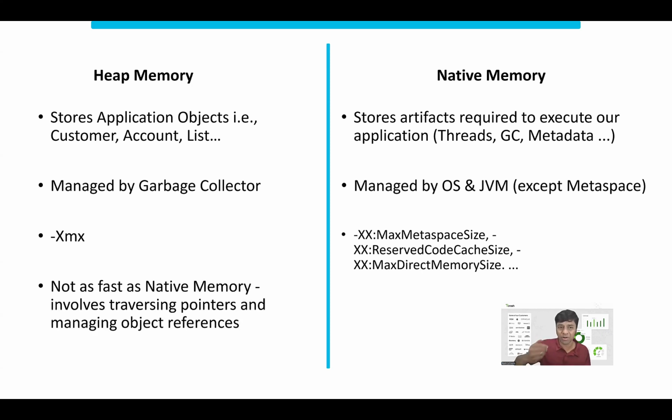And one more important thing I would like to say, accessing objects in heap memory is not as fast as native memory because it involves traversing the pointers and there are object references that need to be managed. And JVM does that for us under the hood, right? Whereas native memory, it is direct access. It is comparatively faster than heap memory. Okay. So these are the primary differences between heap memory and native memory. If you have any questions, feel free to put them in the chat. I will answer at the end of the conversation.